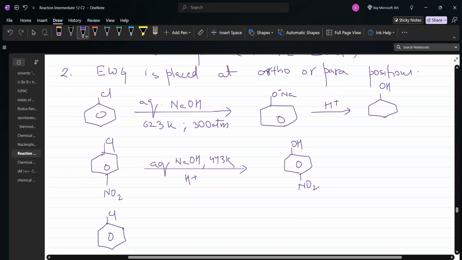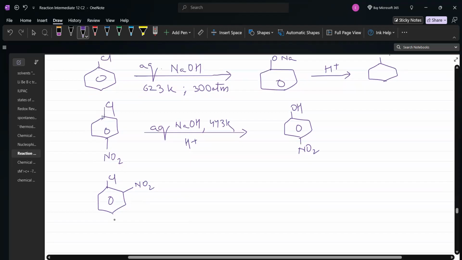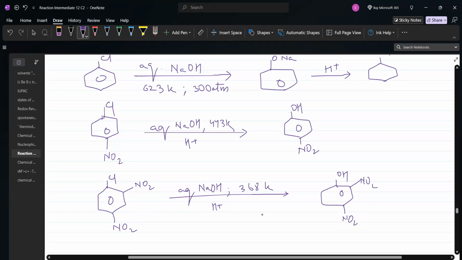This is another case where NO2 is present at the ortho position and para position as well, and we have aqueous NaOH, but the temperature can be decreased because we have two promoters here, two electron withdrawing groups, and we have H plus here. So finally this will be the product, with NO2 and NO2, and the Cl has been replaced by OH.